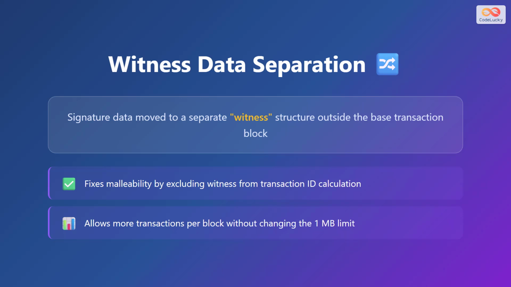By moving signature data to a separate witness structure outside the base transaction block, SegWit achieves two critical improvements. It fixes transaction malleability by excluding witness data from transaction identifier calculation, making transaction IDs immutable. It also allows more transactions per block without changing the original 1 megabyte limit, effectively increasing network capacity.